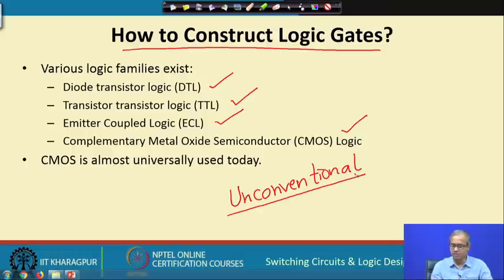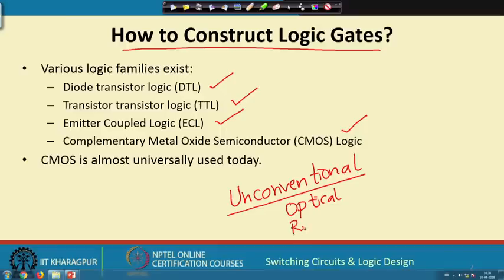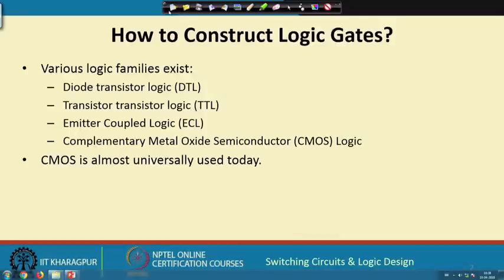Just let me tell you, unconventional can mean some kind of optical circuits, where instead of voltages and currents we talk about lights, presence and absence of lights, or there are something called resistive circuits, where the resistance value of some devices change, and that can represent the state 0 and 1. But in this lecture we shall be looking at some of the more conventional logic families and how they work very briefly.